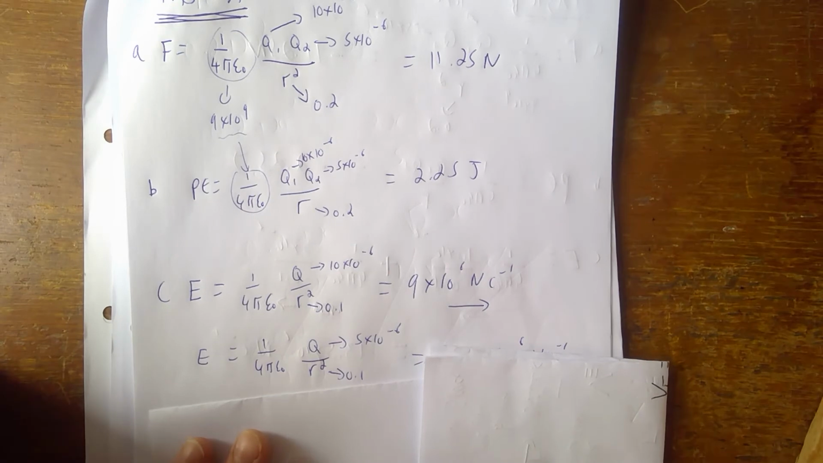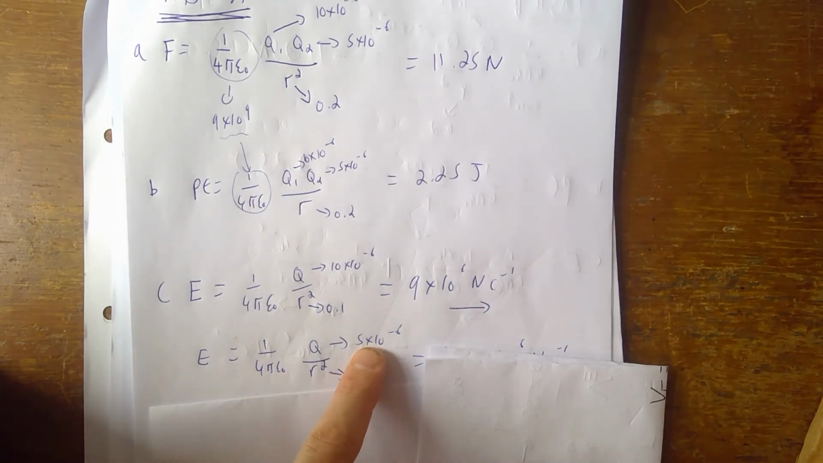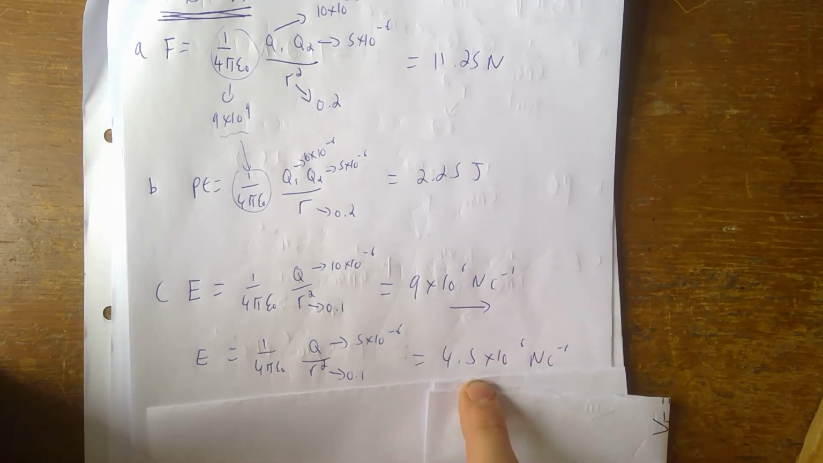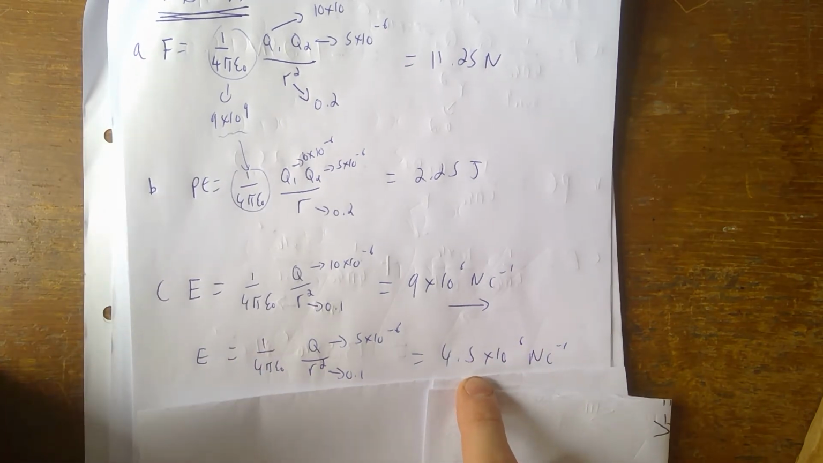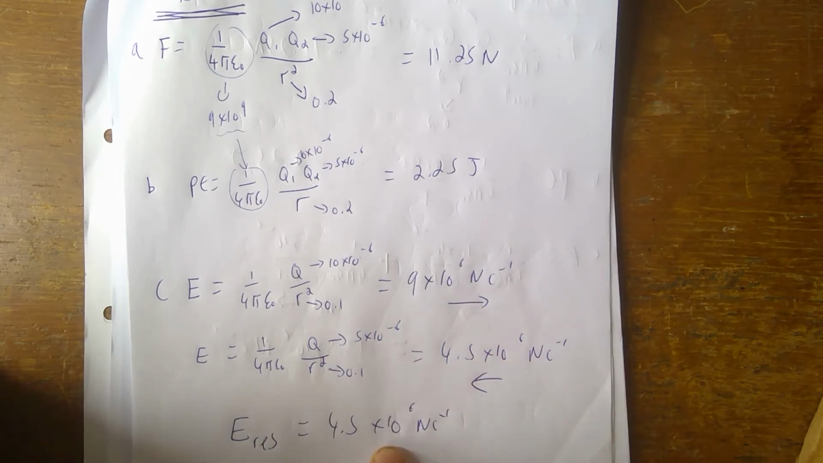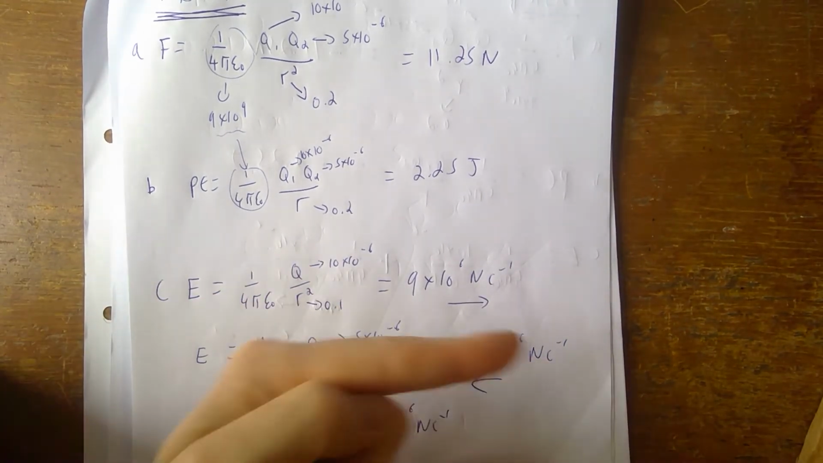Then do the same thing again, but with the 5 microcoulomb charge. It is also 0.1 meters away from the center. You should get 4.5 times 10 to the 6 newtons per coulomb, but this time that way. The electric fields come out of positive charges, so in the centre they are in opposite directions, and these are combined as vectors. So overall the resultant is that way.